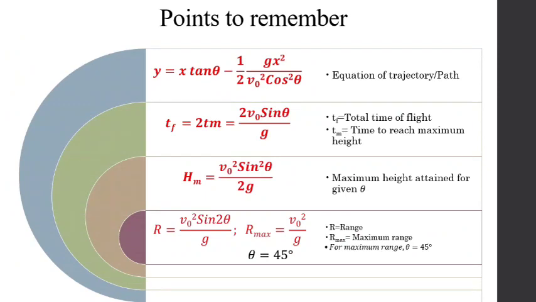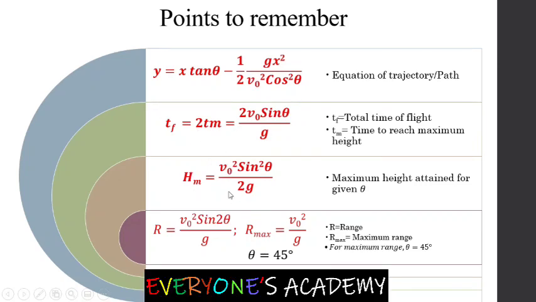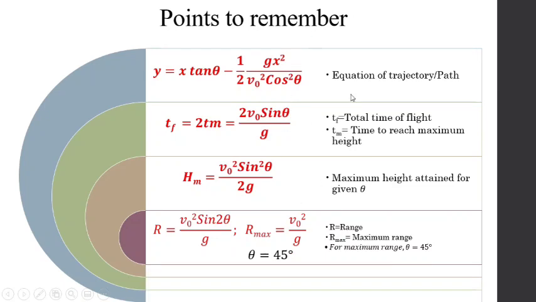So you should remember all these points. First is the equation of the trajectory or path. Second are the total time of flight, maximum height, range, and the condition for maximum range, that is theta should be equal to 45 degrees. If you remember these things, this will help you solve problems in the exam. We will use this table while solving problems.